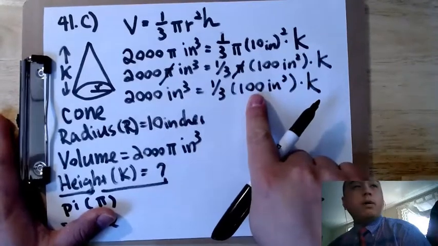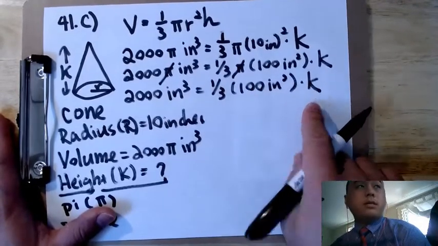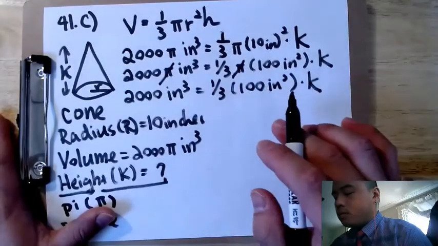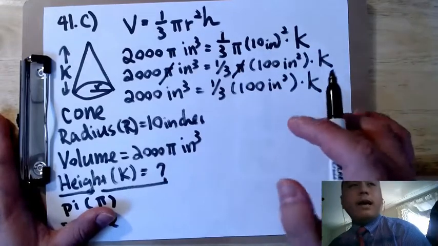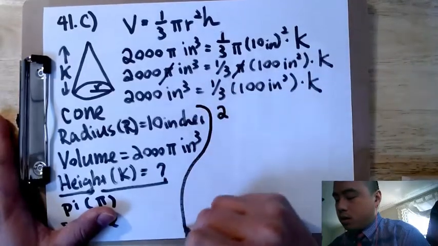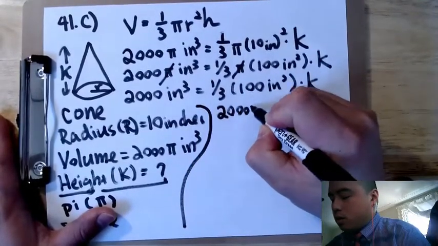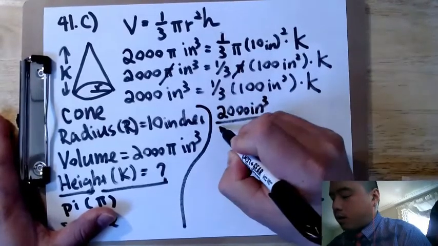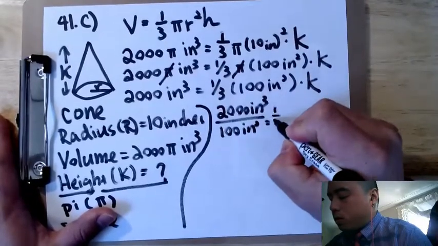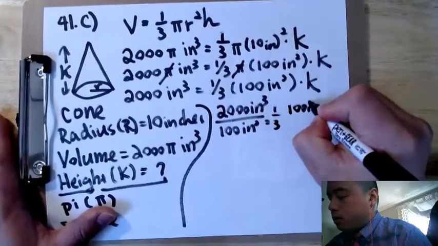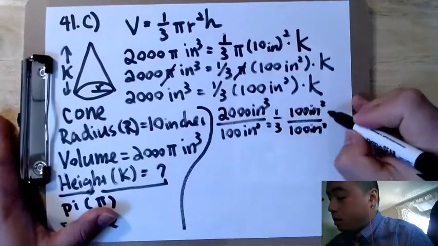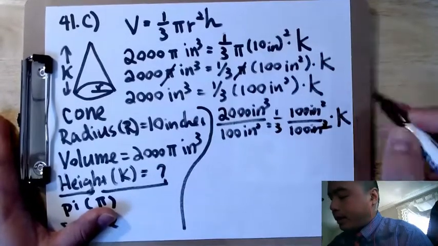To look for k, this process is called the isolation of variables. So we're looking for k. Let's see, how do we proceed? Let's divide 100 square inch from both sides. So we have 2,000 cubic inches divided by 100 square inch equals 1/3, 100 square inch, I am running out of room, but we will make it happen, multiplied by the height k.